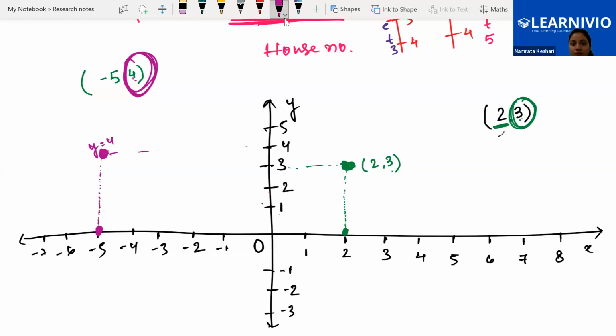Can you see? Yes, ma'am. This is the location where x is minus 5, y is 4. How will we understand the location?